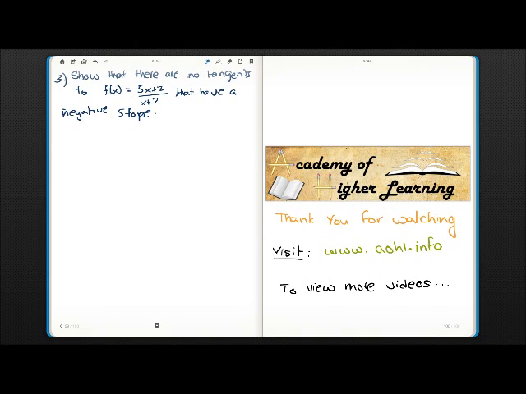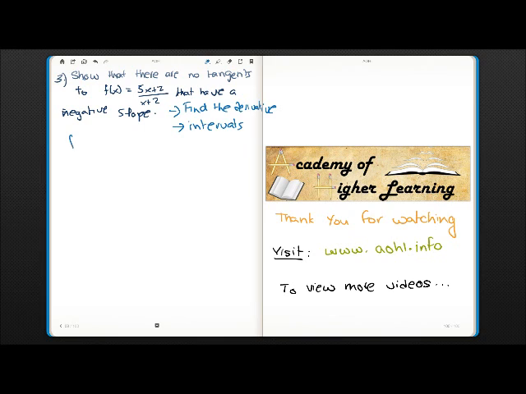So the last example was to show that there is no tangent to f of x equals 5x plus 2 all over x plus 2 that has a negative slope. So we have to prove that the derivative of this function is always positive. So basically what we have to do is find the derivative, and then find the intervals of that derivative. And if it's always positive, we've proven that there are no tangents that have a negative slope.